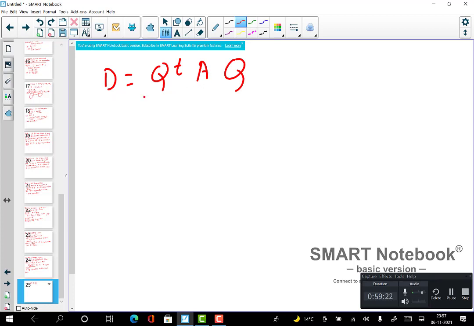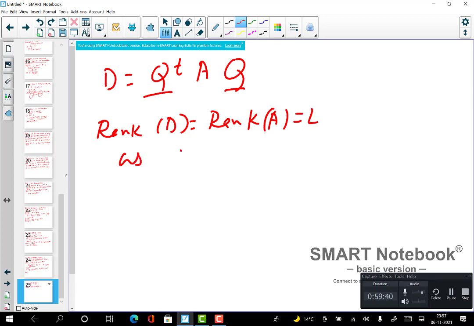But you see that Q is an invertible matrix, and you see that the rank of A is 2, right? So the rank of D is nothing but the rank of A, which is 2, as Q is invertible, right? Invertible means this is an isomorphism. Okay. Now D is a diagonal matrix, rank is 2.